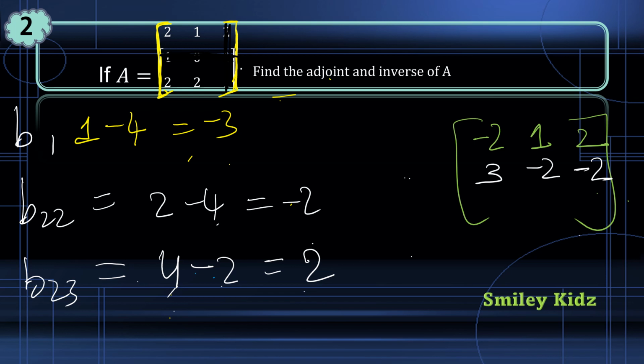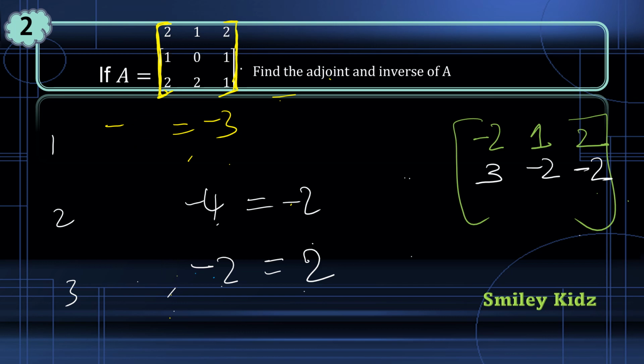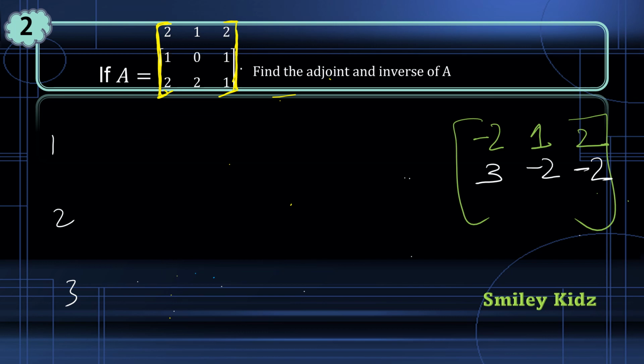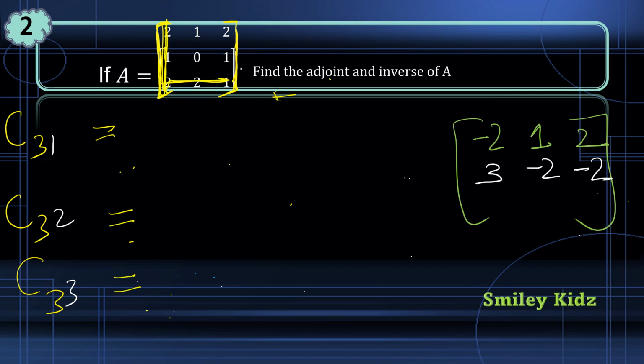Now for C31, C32, C33, let's find out them. Let's erase all of this. C31, C32, C33. That will be equal to, let's cut down the rows and columns 2 belongs to, here 1 minus 0, that is 1. Now, well, it will be 1 only. Fine. Then the rows and columns 2 belongs to over here.